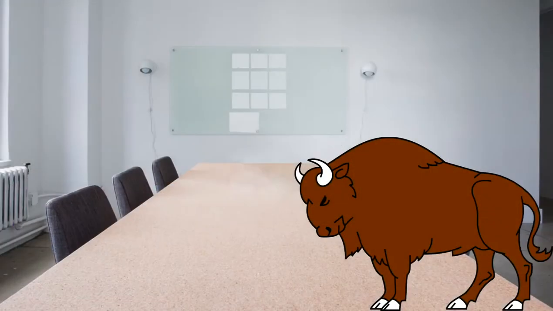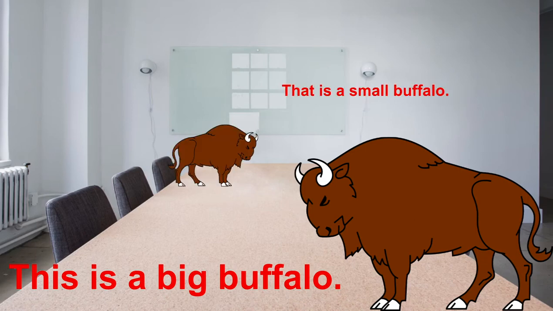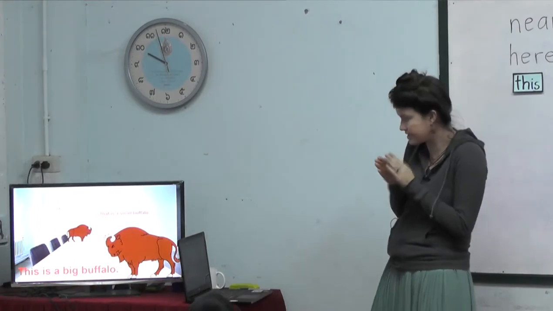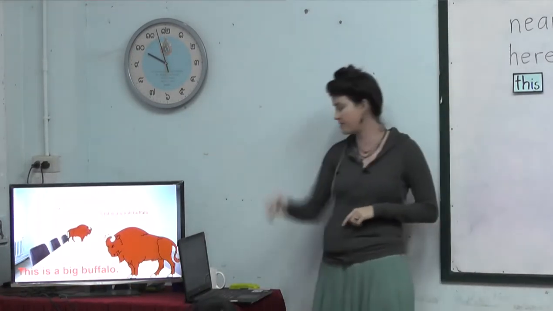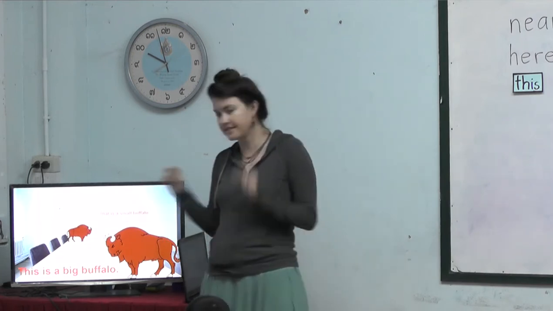Buffalo. This buffalo or that buffalo? This buffalo. Why is it this buffalo? Because he's near us. This is a big buffalo. Good. And we say this buffalo because he's near us. That is a buffalo. And that is a small buffalo. Is the small buffalo near or far from us? Far. Yeah, he's far from us. Our big one is near. And that one is small. He's a little one.